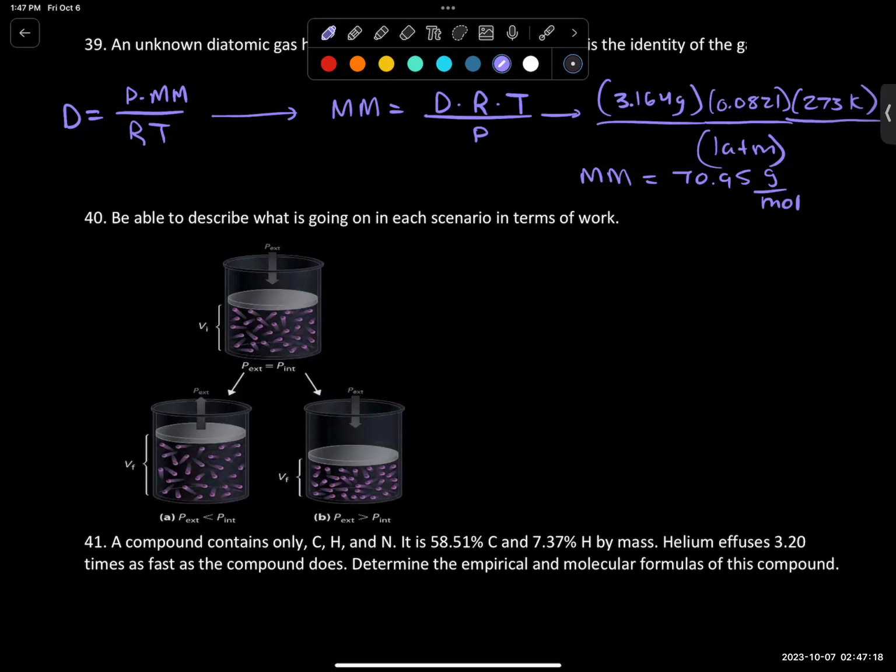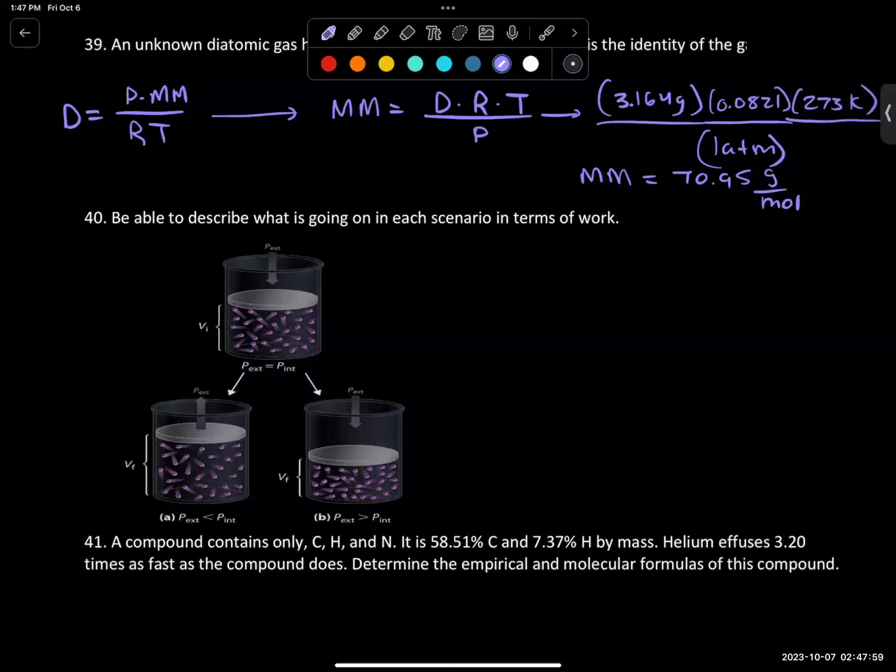When we are talking about gases specifically, work can either be done on a gas or done by a gas. If you take a deflated balloon and you blow it up, you're expanding the size of the balloon. So the gas in the balloon is pushing on the balloon to expand it. That gas is doing work on the surroundings, so we're losing energy.